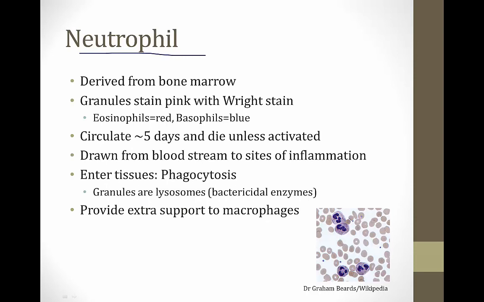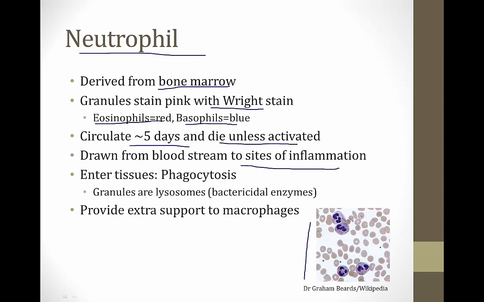Neutrophils are derived from the bone marrow, and they stain pink if you stain them with Wright stain. This is a picture of some neutrophils down here in the bottom right-hand corner of the screen. By comparison, eosinophils, which we'll talk about in a little bit, stain red, and basophils stain blue. Neutrophils circulate in the bloodstream about 5 days and they die unless they're activated. They are drawn from the bloodstream to sites of inflammation by macrophages and cytokines. We'll talk about that process in a minute.